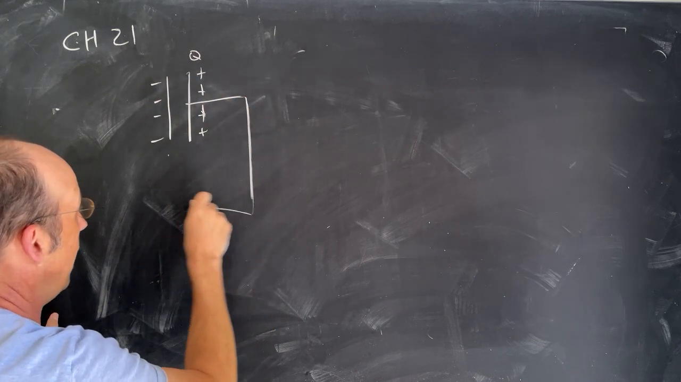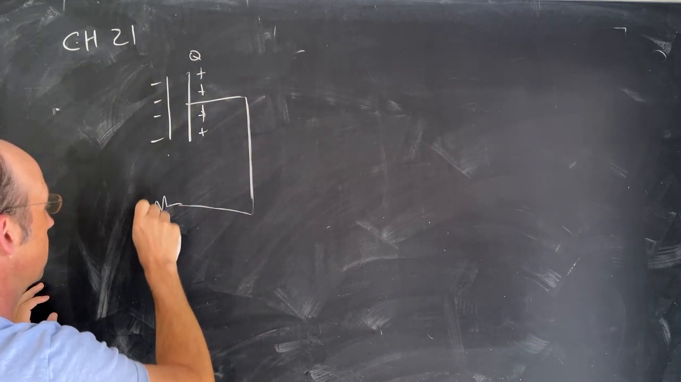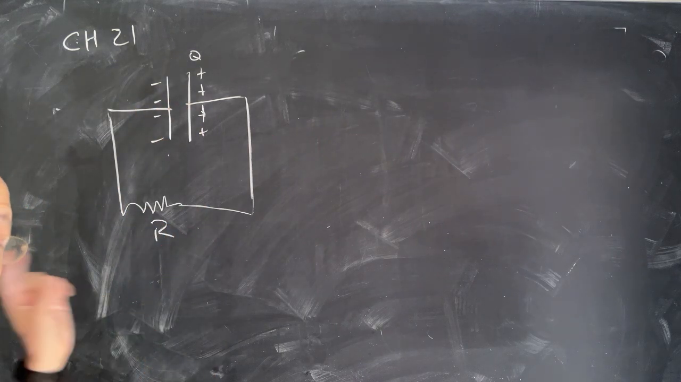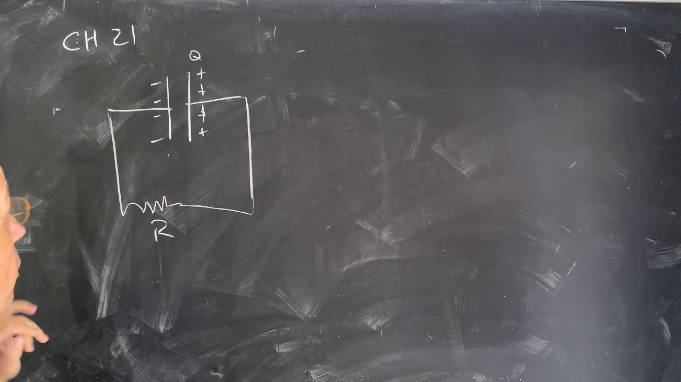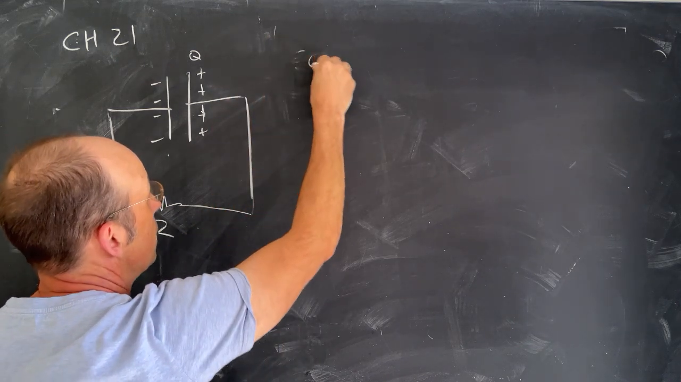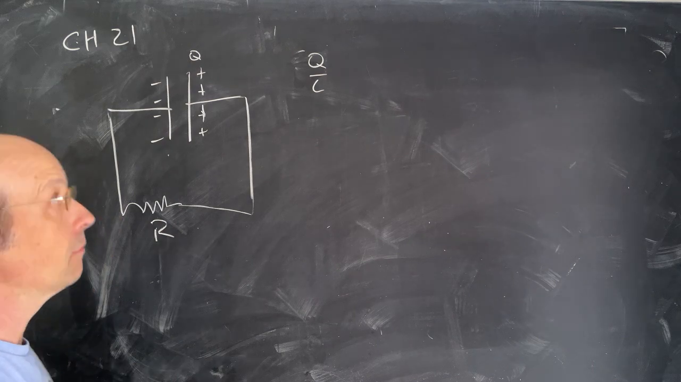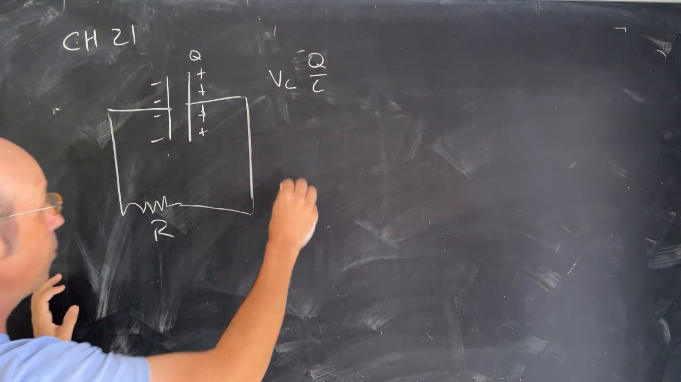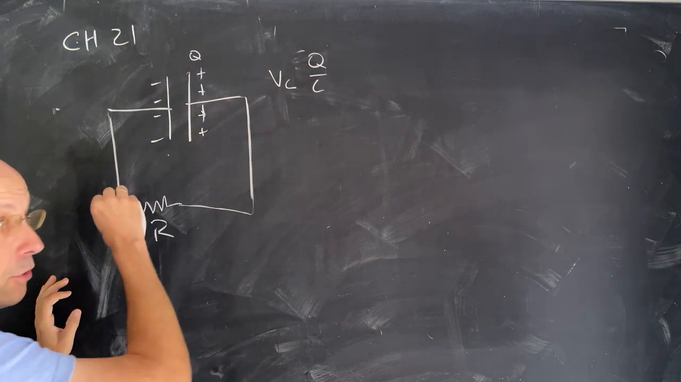And then I connect that to a resistor, R. When that happens, there's a potential difference across the capacitor. V is Q over C, V capacitor. So let's apply the loop rule. The loop rule says that if I go across this loop, I should get 0.